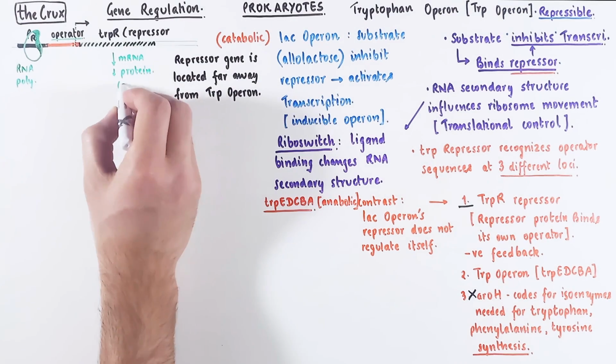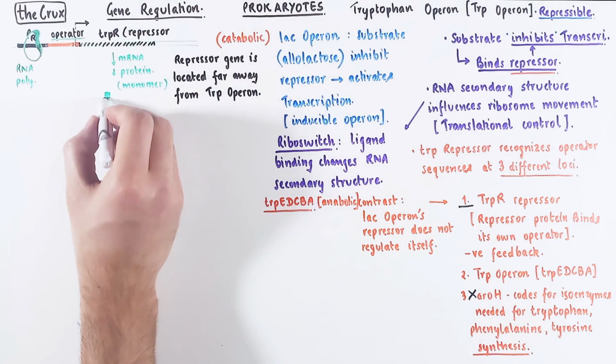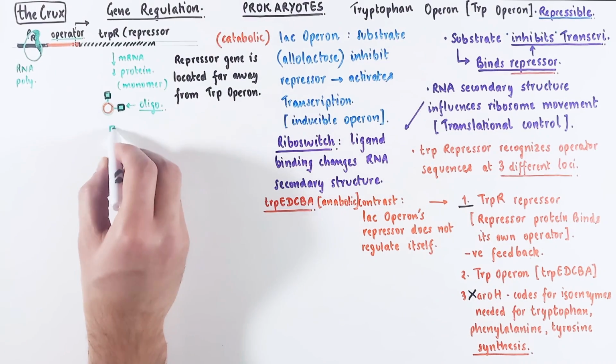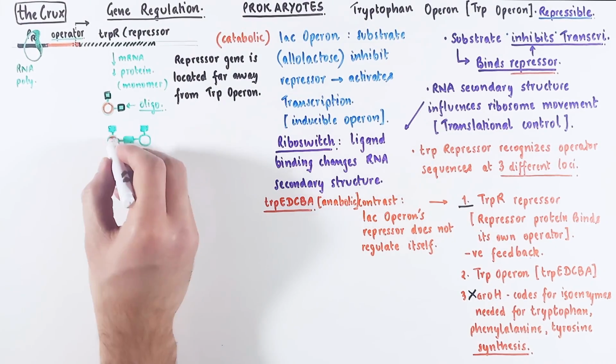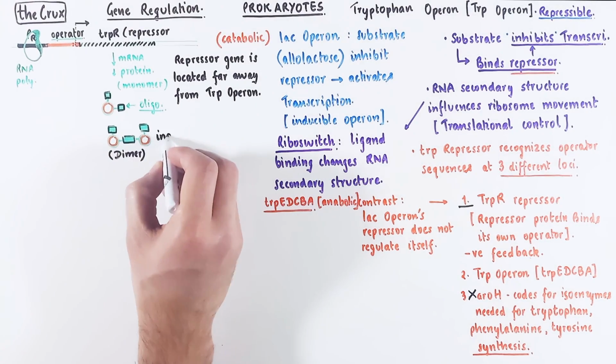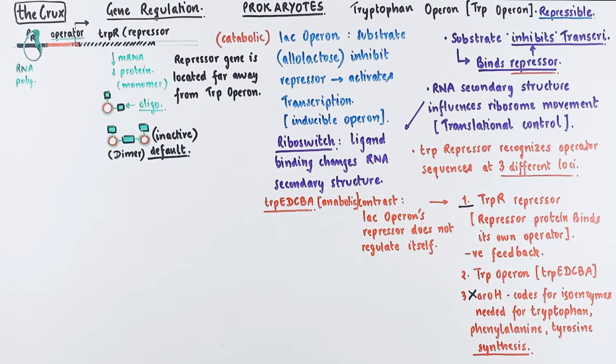And this RNA gets translated into protein. And the protein is a monomer, which is similar to the idea of the monomer we discussed in the lac operon, with a DNA binding domain, an oligomerization domain, and a core domain. Using the oligomerization domain, 2 monomers come together and form a dimer repressor. But this dimer is inactive, which means it cannot bind the operator sequence, and that's the default state. In contrast, if you recall, the lac repressor is a tetramer, and it is active in the default state.